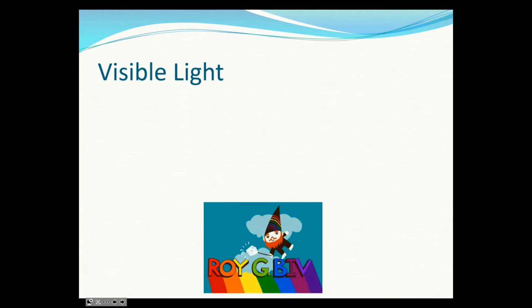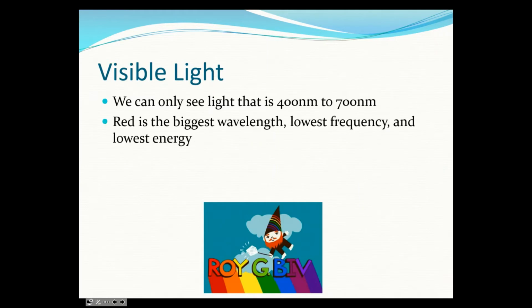So our next wavelength is visible light, and this is what we can see. So we can only see a tiny sliver of the electromagnetic spectrum that's from 400 nanometers to 700 nanometers. Red is the biggest wavelength, lowest frequency, and lowest energy. So this is why if you've ever been in a dark room where they develop photography, they always use red light, because red is the lowest energy, right? This is the lowest energy, and then it gets higher in the violet. So that red light isn't enough to develop the film.